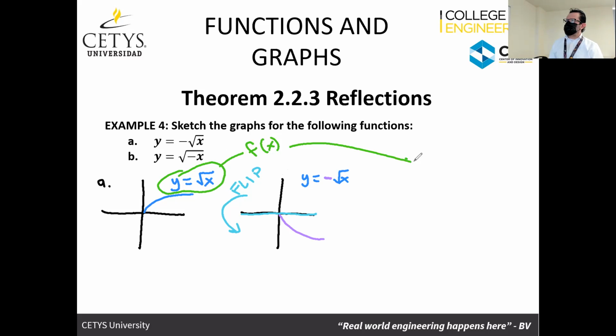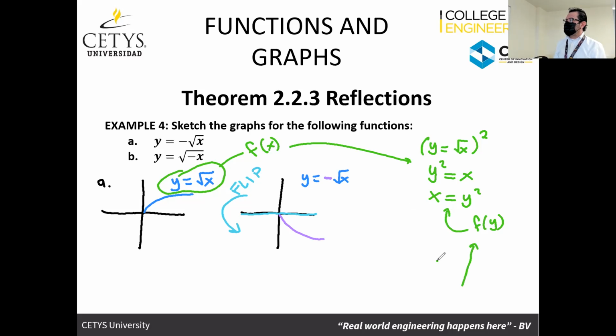But what if I grab this and do the following? I'm going to square each side. So y equals the square root of x, I square each side, and what do I get? y squared equals x, or x equals y squared. Oh, this is not a function of x. This is a function of y. It's a parabola, but it's a parabola in y, not in x.